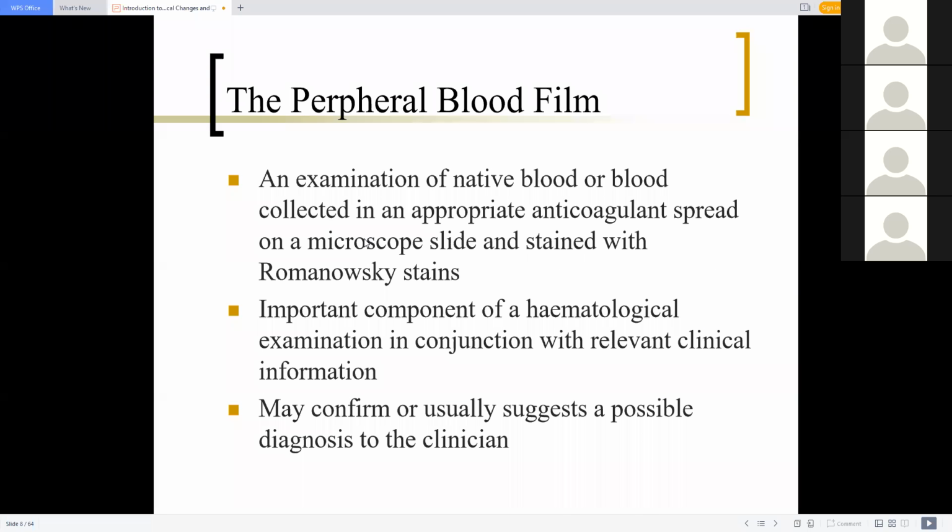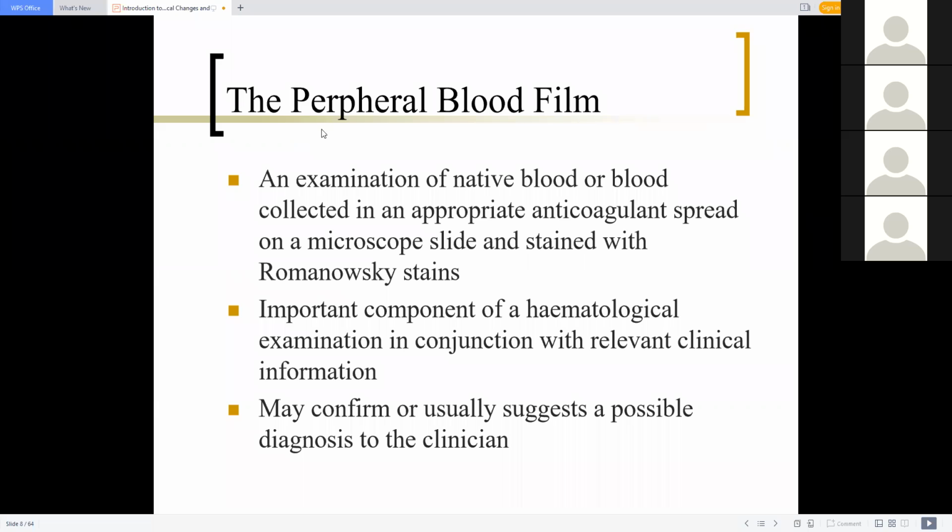All right, so let's look a little bit at the peripheral blood film. Excuse the typo there. It says the peripheral blood film. There's an I between R and P, all right? So the peripheral blood film is just an examination of a patient's native blood, which is collected in an appropriate anticoagulant in the wards. It's collected by various technologists or even doctors, or even some of you will be able to collect this sample when you come to the clinical areas.